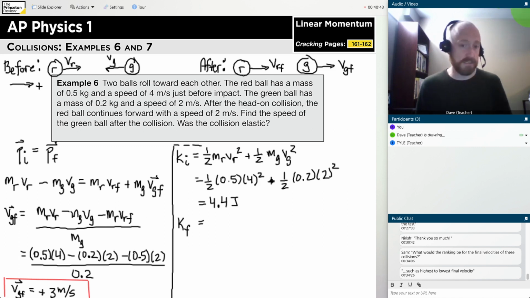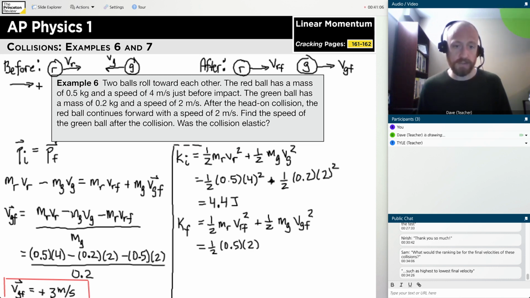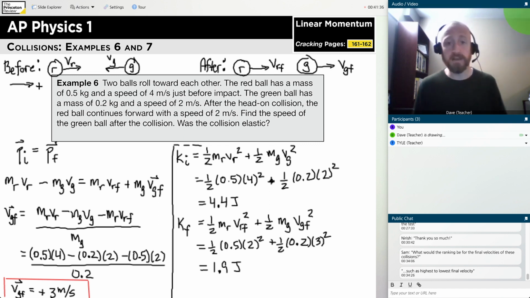Going after the collision, we'd have half the red mass onto its new speed squared, plus 1/2 the mass of our green ball onto its new speed squared. And again, now we've got numbers for all this. So the masses didn't change, but we do have new speeds. We'll have 2 meters per second for the red ball after the collision. And for the green ball, we just found 3 meters per second for the speed after the collision. So here, 2 squared is 4, cut in half is 2, cut in half is 1. And then 3 squared is 9, cut in half is 4.5, times 0.2 gets us 0.9. And so we find 1.9 joules.